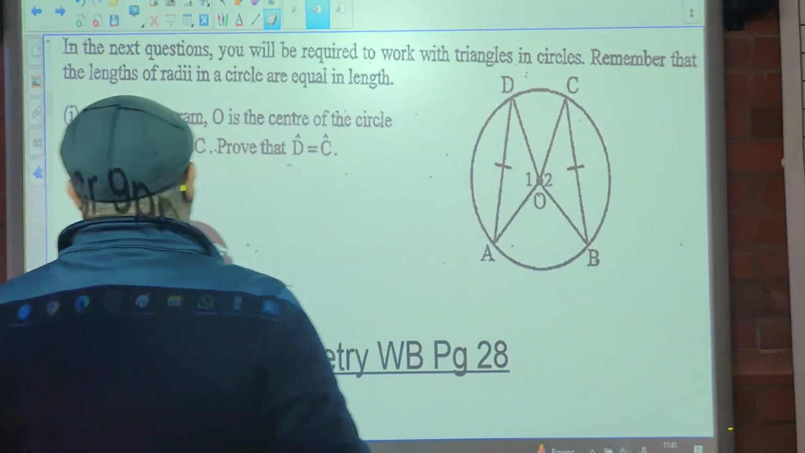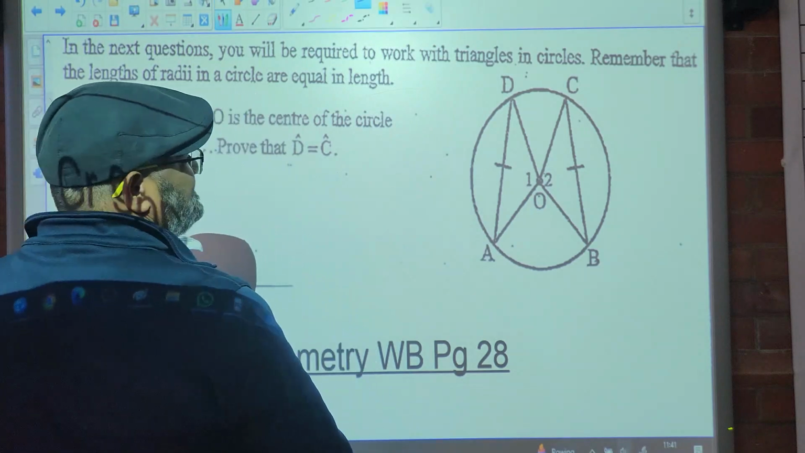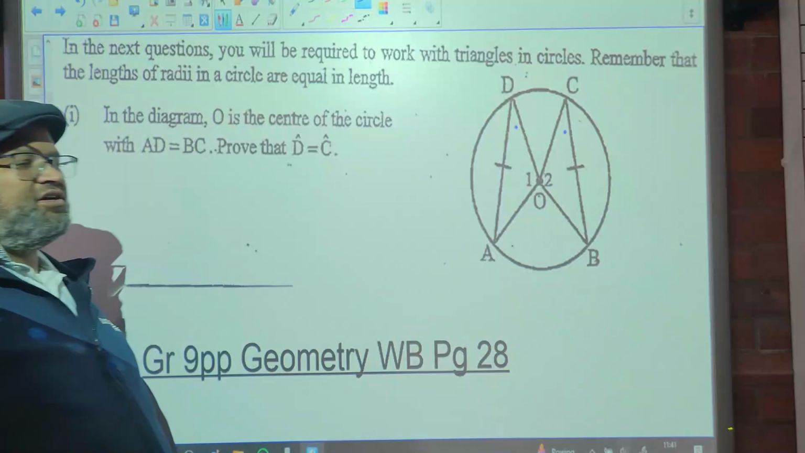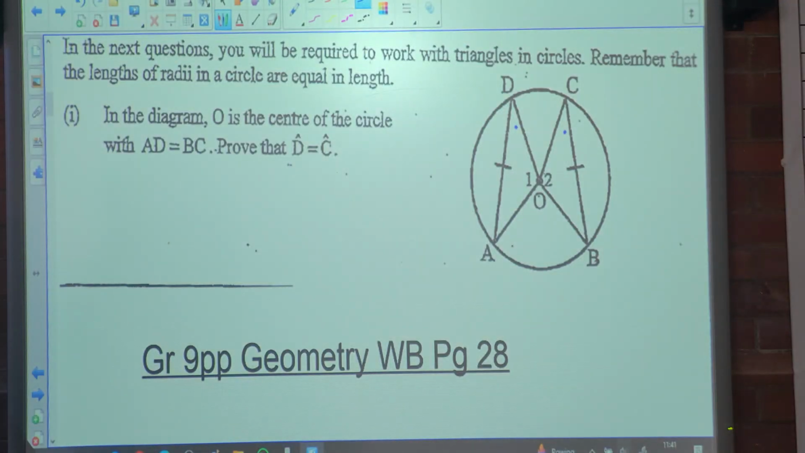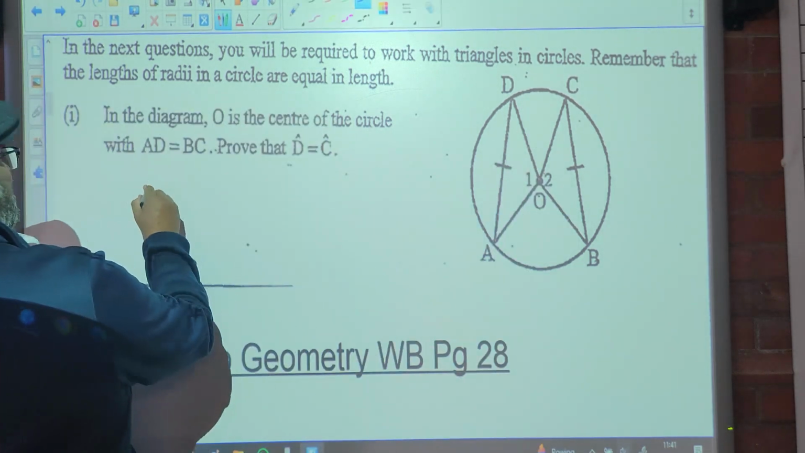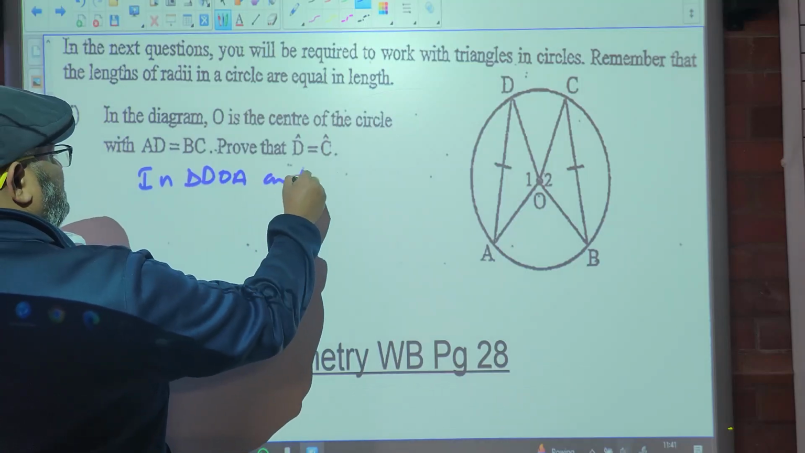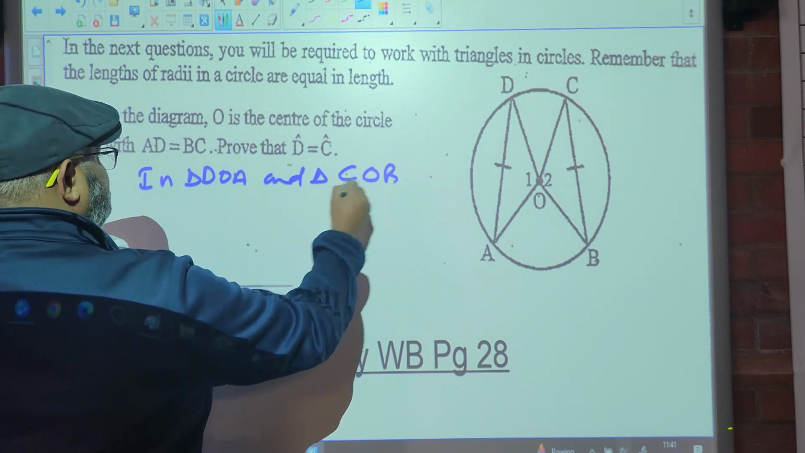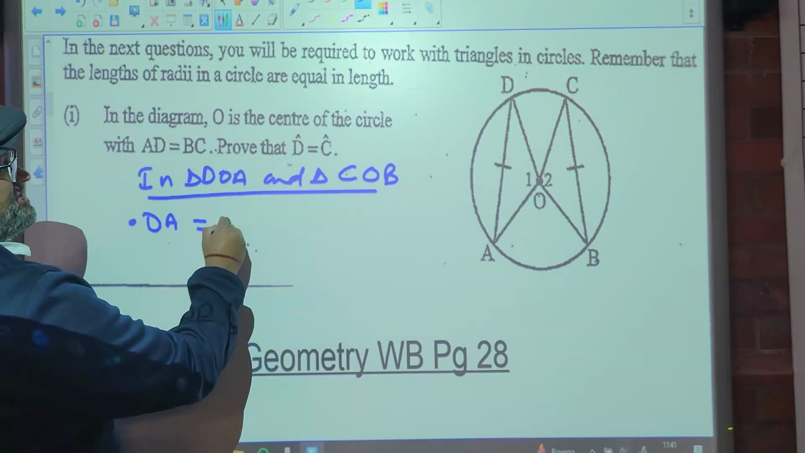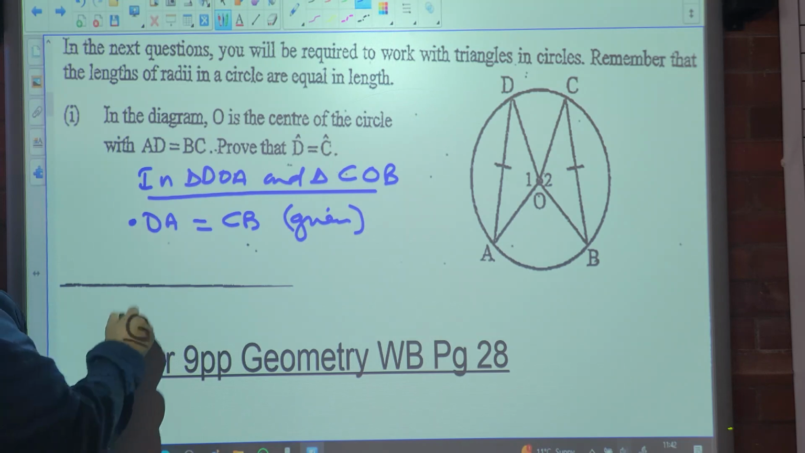In the diagram, O is the center of the circle with AD equals CB. Prove that angle C is equal to angle D. So what are we going to prove? We're going to prove that the two triangles are congruent. Right. So let's go with that quickly. In triangle DOA and triangle COB, what can we say? DA is equal to CB. Why? Given.